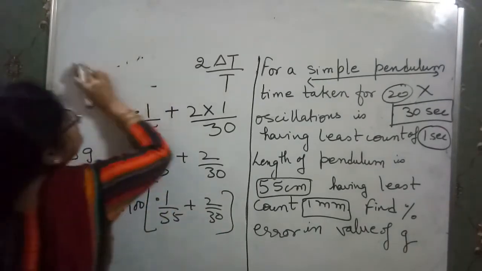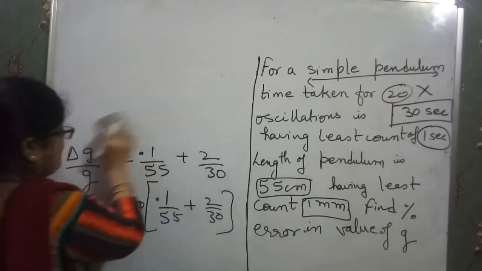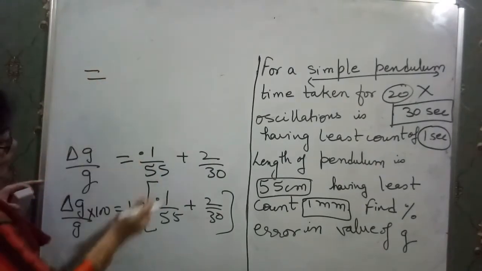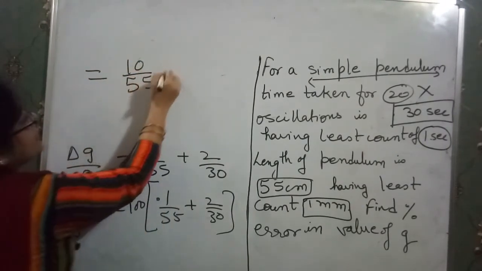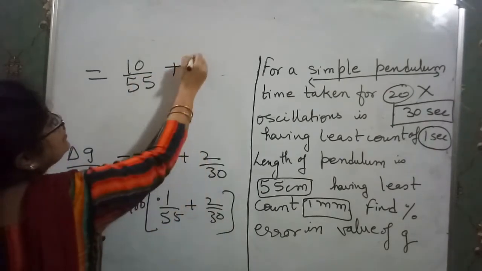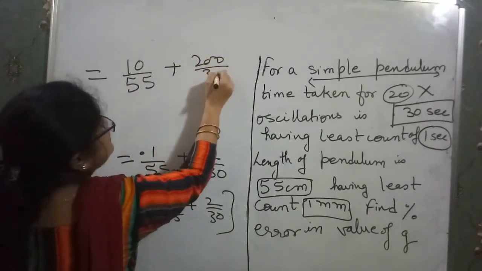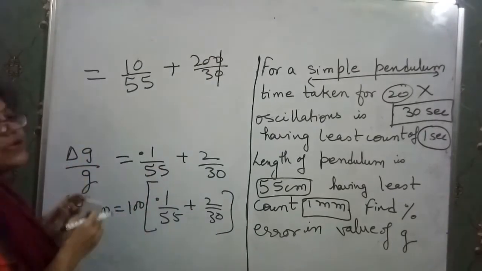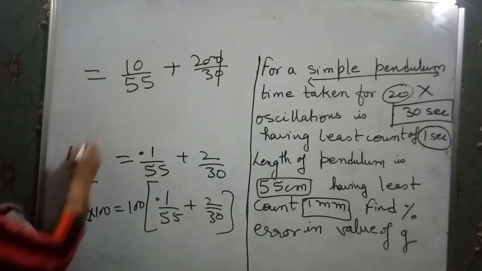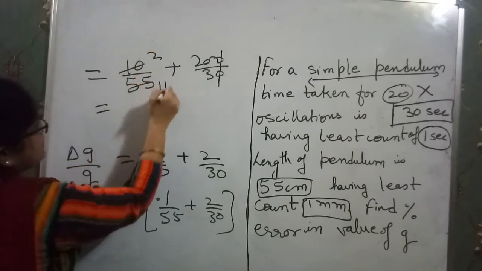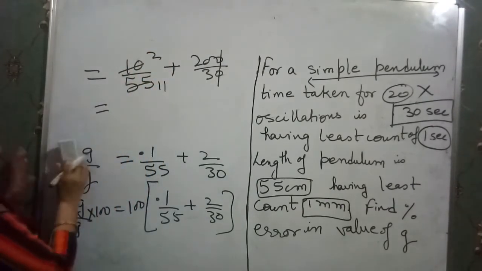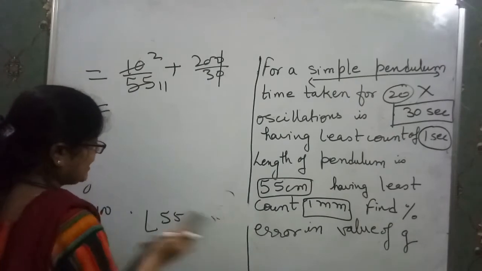Now just see how we will do that. Calculate. When we multiply it, we get 10 over 55. And here we get 200 over 30. It gets down to 20 by 3. Clear? Now solve it. We have 5 2s are 10, 5 1s are 5. Now divide 2 by 11. What value do we have?